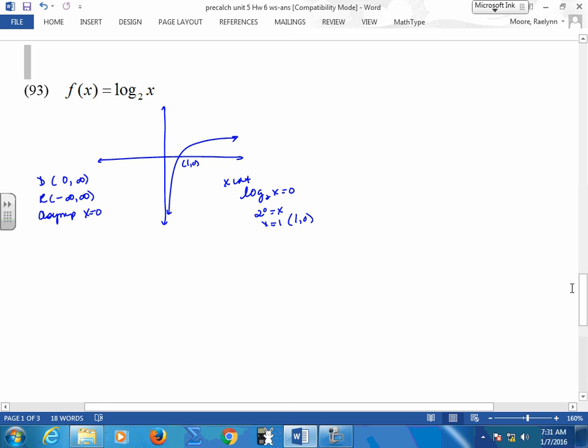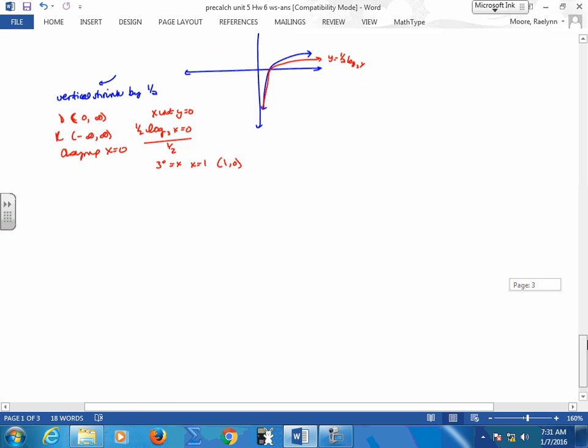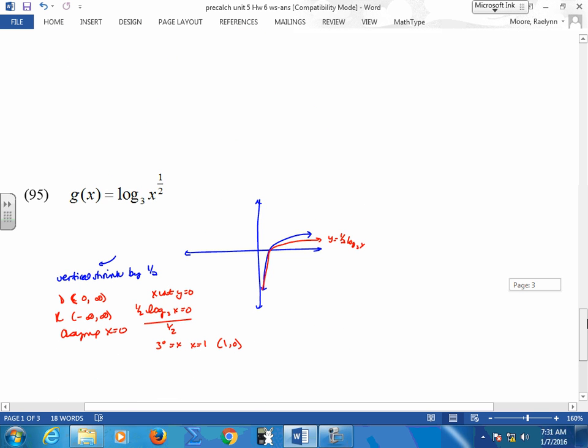Yeah. So this guy, just a basic log, no transformation here. And last was this guy. You're going to use one of your log rules. Your power rule says bring down your exponent, because you've got to do this by hand. Bring down your exponent. It has the same effect as when we did this with your squaring function.